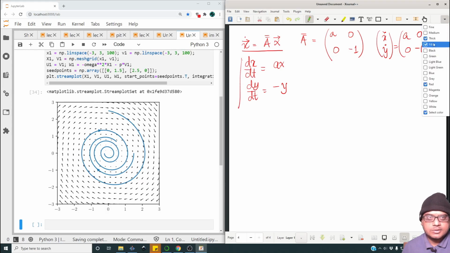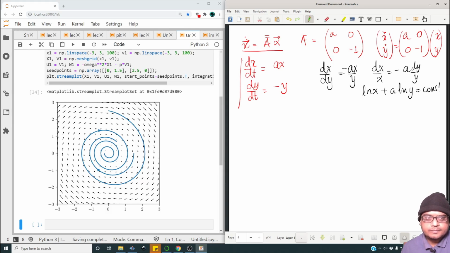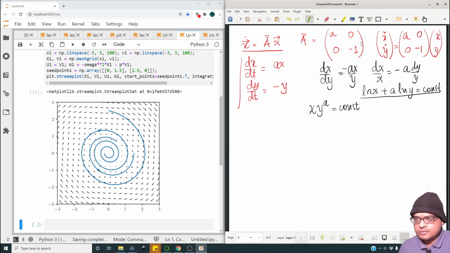So with this, we can divide these things and we can write dx upon dy is equal to ax, or rather minus ax by y, and so this becomes dx by x equal to minus a dy by y, and ln x plus a ln y is equal to constant, which means x times y raised to a is equal to constant. Okay, or alternately we can simply do a plot of this as well, do an implicit plot of this.